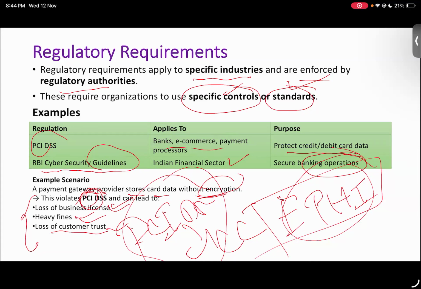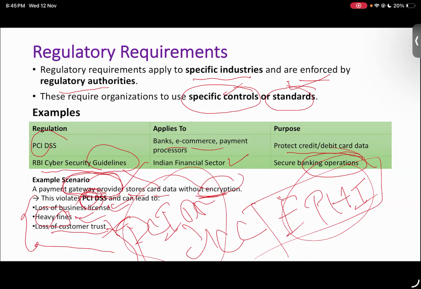Loss of business license: they will cancel your business license. You will not be a gateway provider after the breach. Then reputational damage, monetary damage, financial damage, and all those things. With a heavy fine, once the fine is there, you may need to close your business. Then loss of customer trust. So this is the outcome of not following the regulatory requirements. Any questions on this so far?